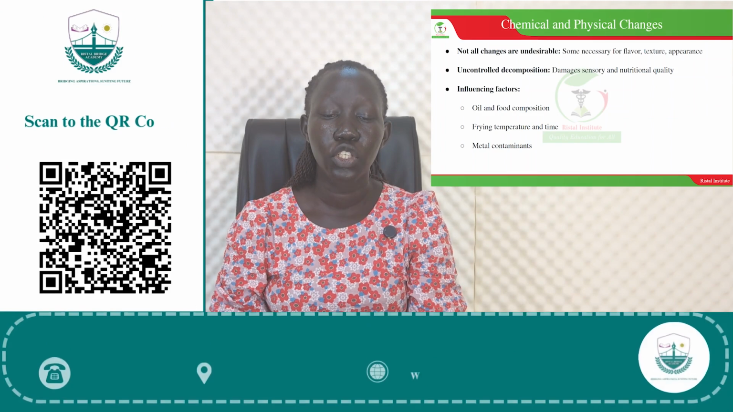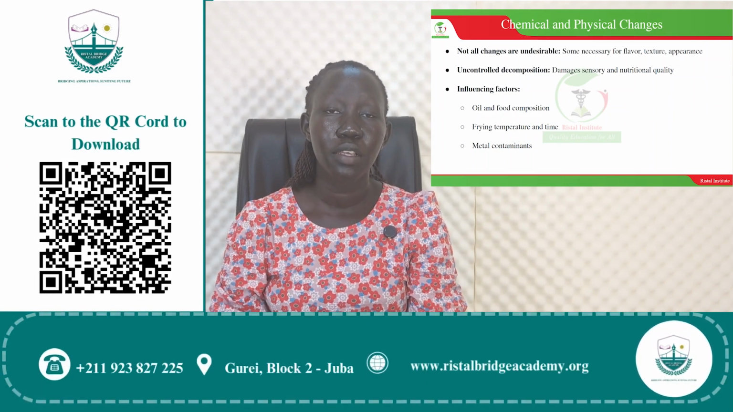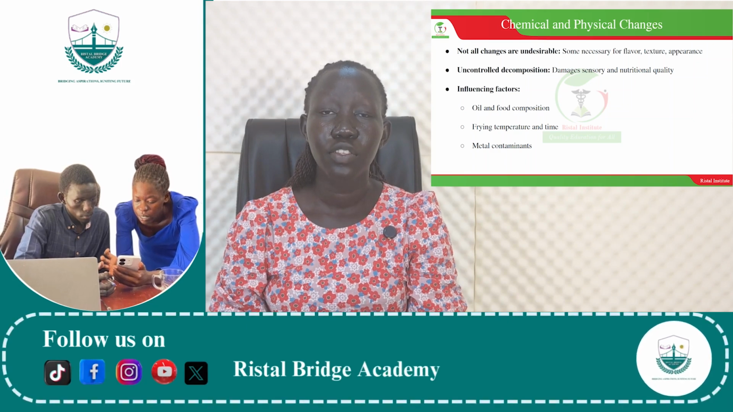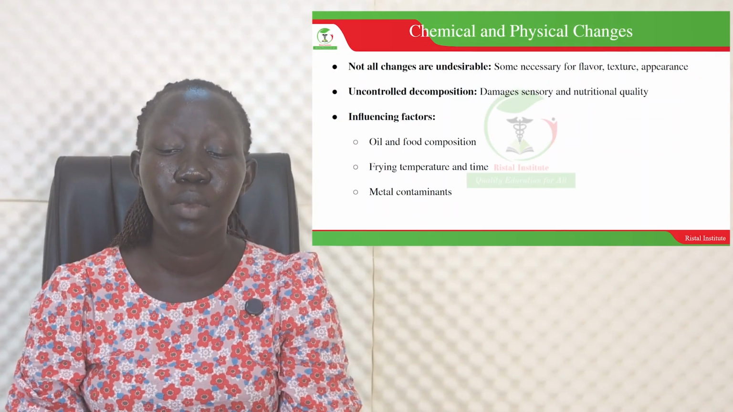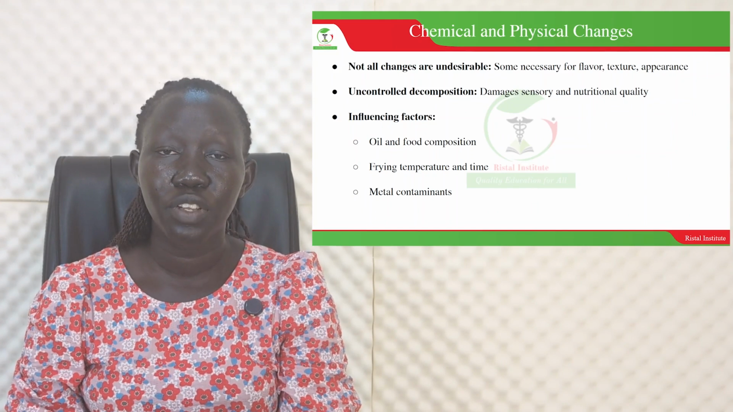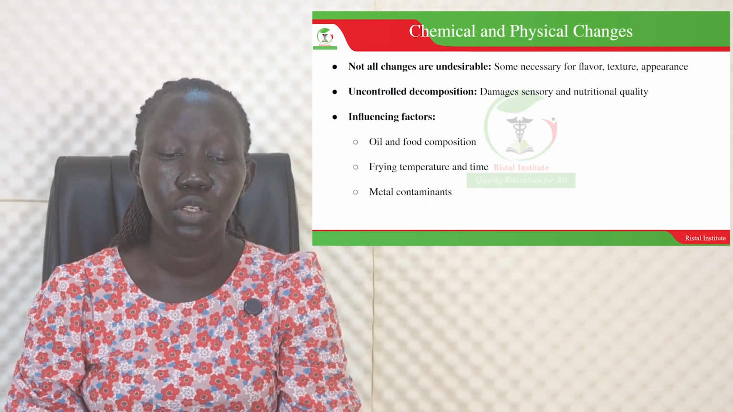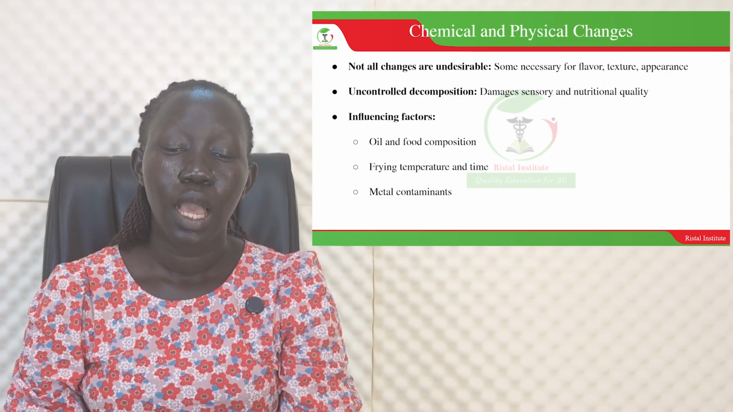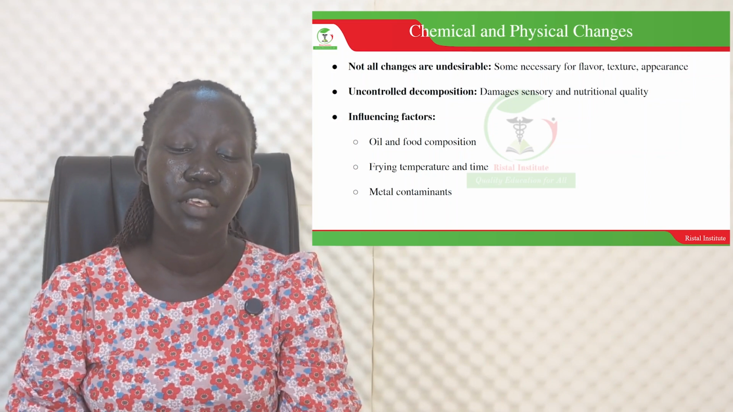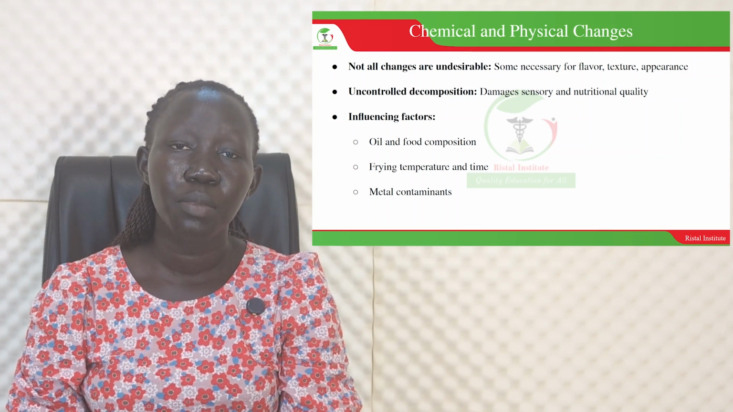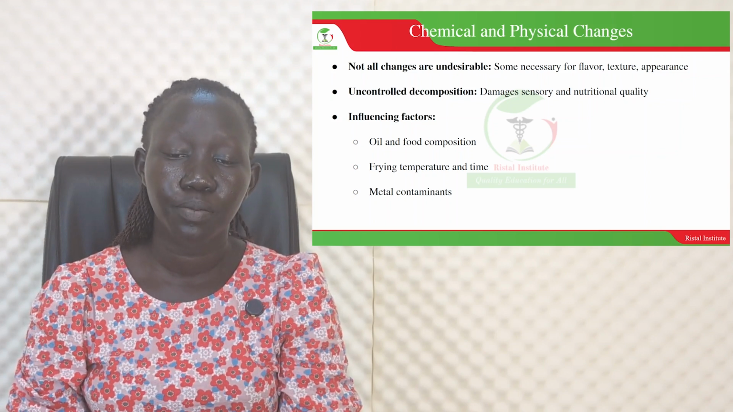The chemical and physical changes. During frying, we have noted that not all changes are undesirable. Some of these changes are good because they may improve the flavor of the food, the texture, and appearance. Uncontrolled decomposition damages the sensory and nutritional quality of these foods. Influencing factors here are the oil and the food composition, the frying temperature and time, and also the metal contaminants involved.